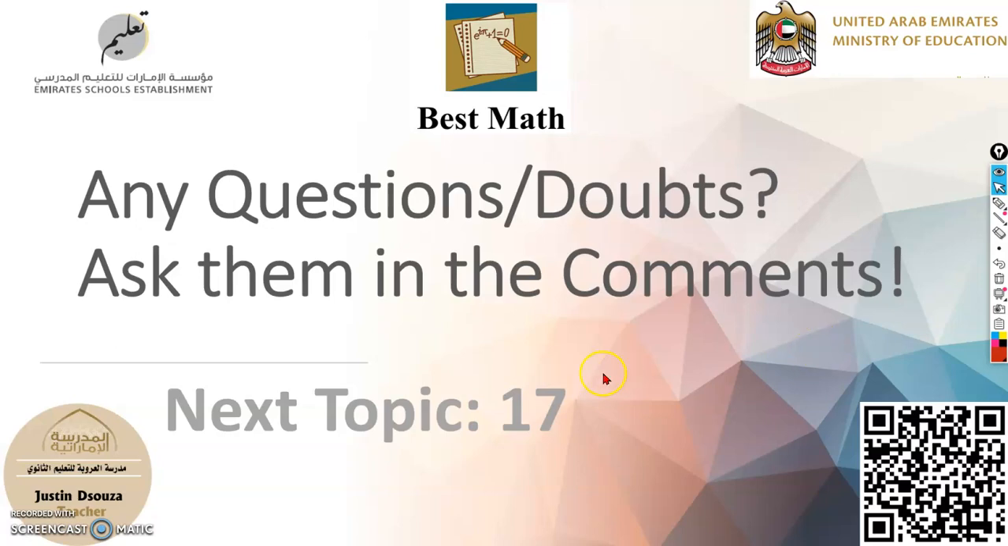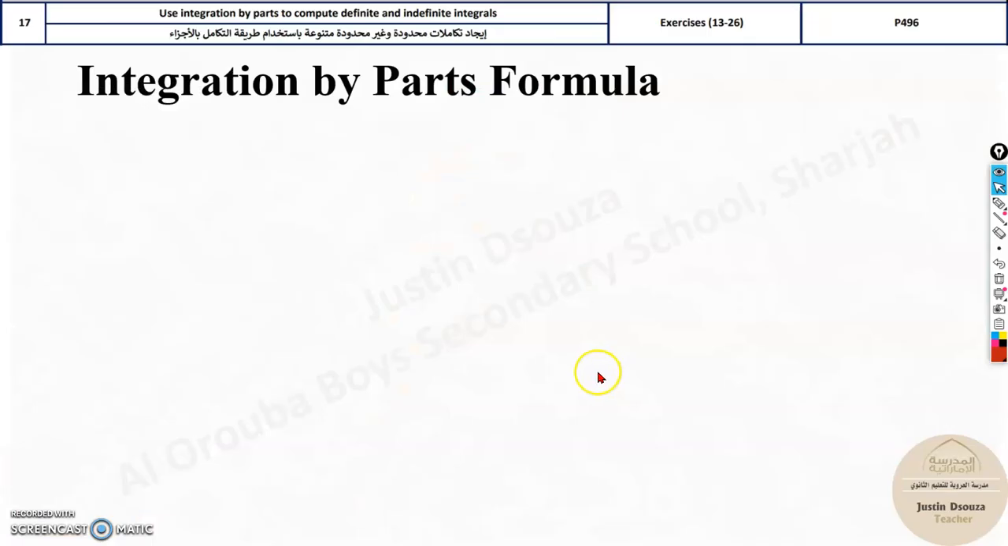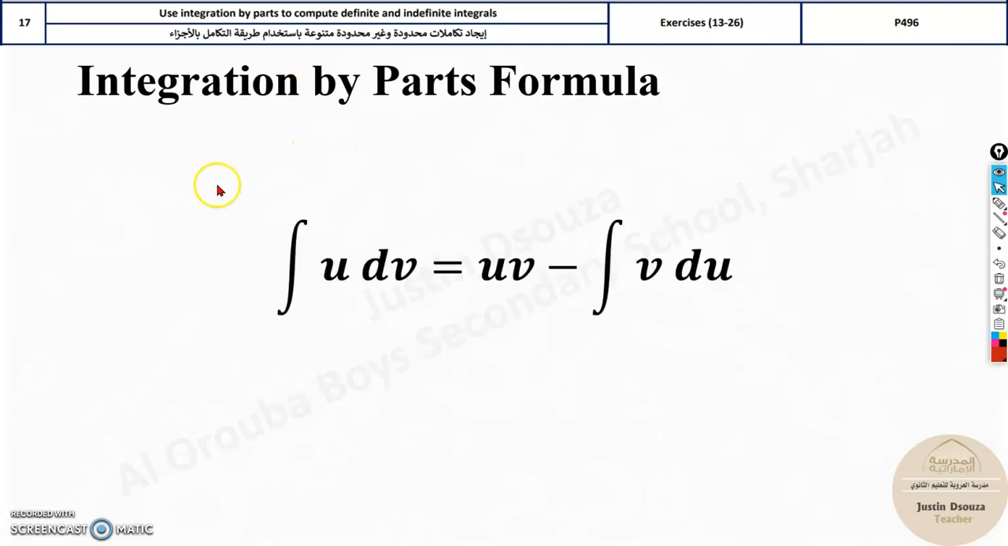The 17th topic is again on integration, but this time we are using integration by parts. There are some integral problems which cannot be solved with regular formulas, so there is a formula which we can use. It is not the product of integration, but there are two terms which cannot be solved at all. We'll take them as u and dv, separate them into parts, and then solve them.